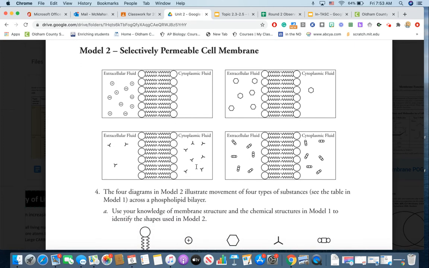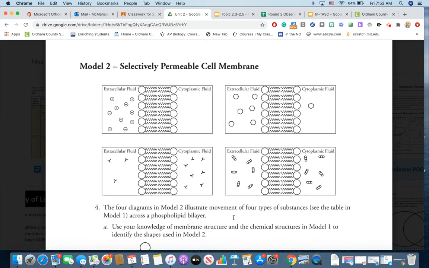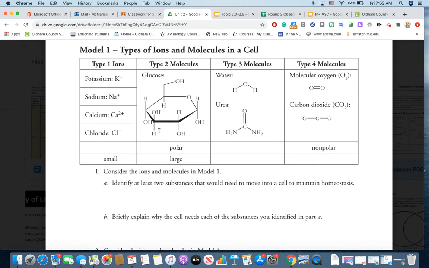So now we're on to Model 2, and Model 2 asks you to take the information from Model 1 and apply it. So in 4, you're asked to identify these structures. So this right here was probably easy. That's a phospholipid. This right here, charged particle, that's an ion. This you should have identified as glucose, or a type 2 molecule, just by looking at the shape up here. Here is glucose, which is a type 2 molecule.